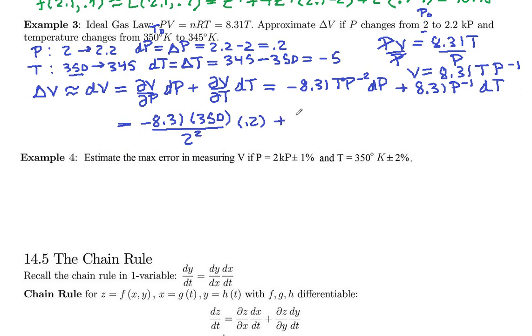And then plus 8.31 times P to the -1. So divide by P, which is our 2, and then times dT, and change in temperature was -5. And then if you plug this into the calculator, you will get about negative 166.2. So that is telling us here that our change in volume, our volume is going to decrease by 166.2 if our pressure increases and our temperature decreases.